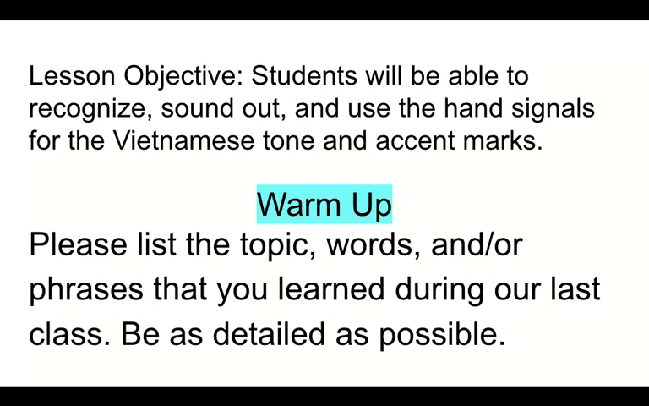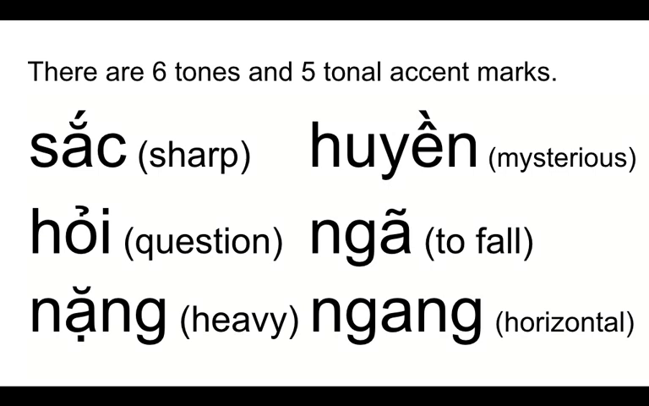So in English, if I say ma and ma, it is the same word. Like I could be calling my mom, if I was speaking in English. But in Vietnamese, there are two different words. So the tones are very important in Vietnamese. There are 6 tones and 5 tonal accent marks.